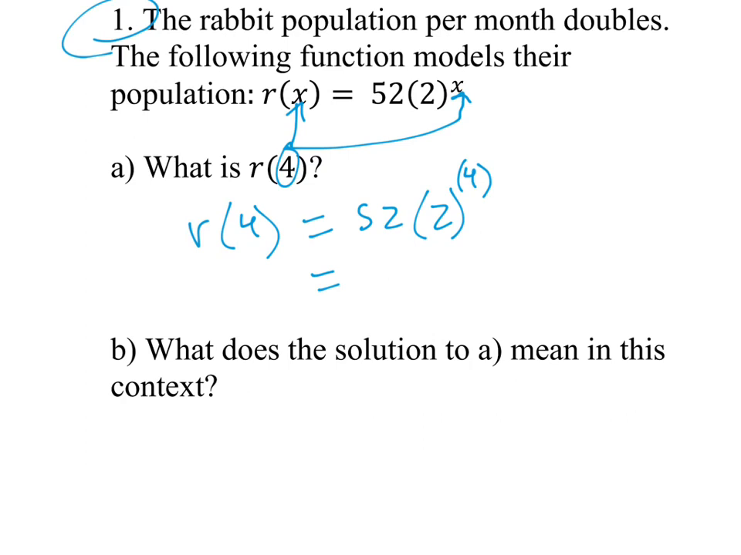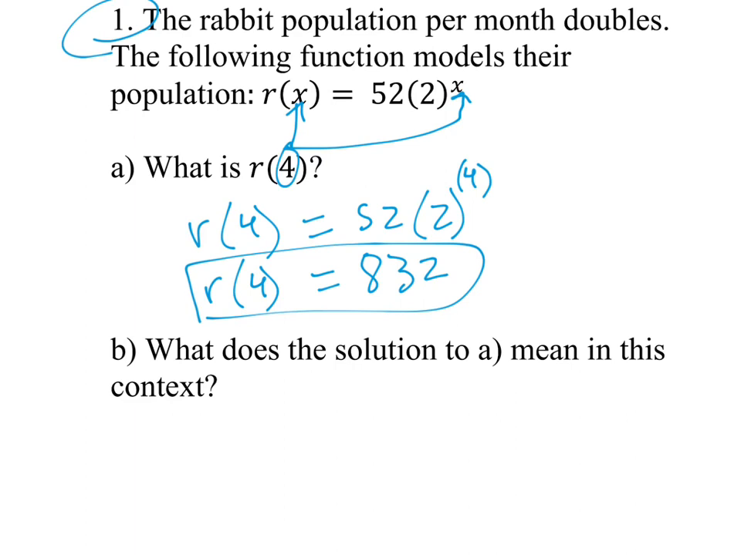Alright, I'm going to plug this in. Sorry, brain tired. And so I gotta use my calculator. 52 times 2 to the 4th power is 832. So we got r of 4 equals 832. So now we got to answer part B. What does the solution mean in this context?